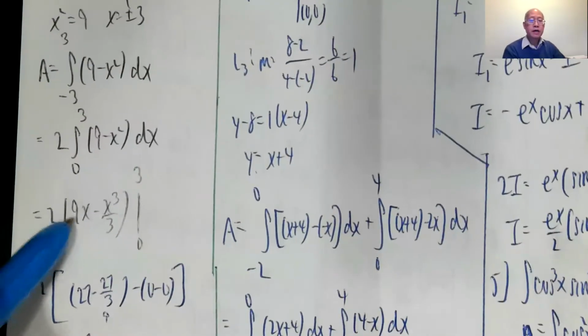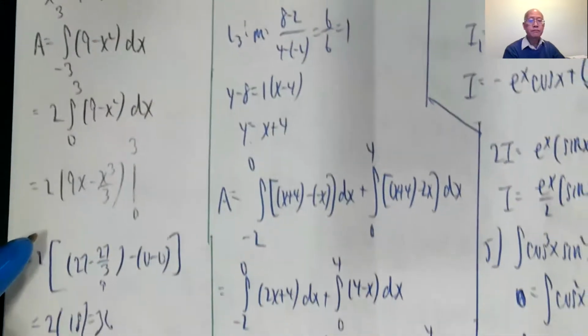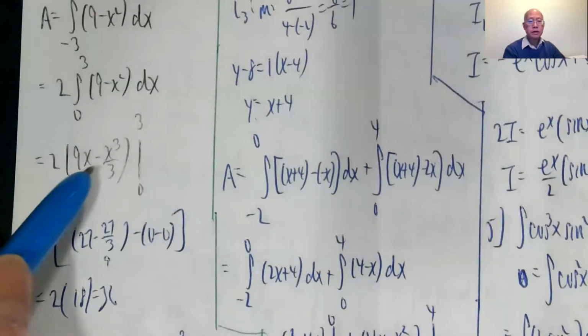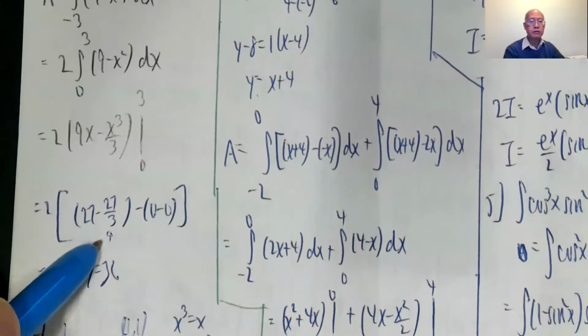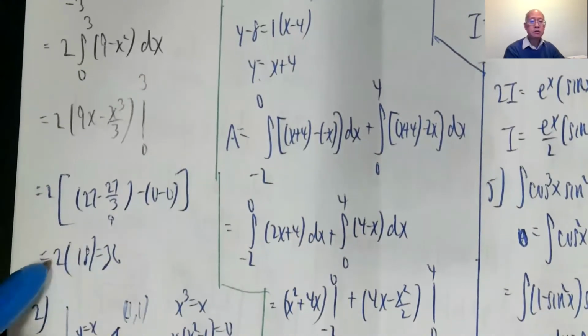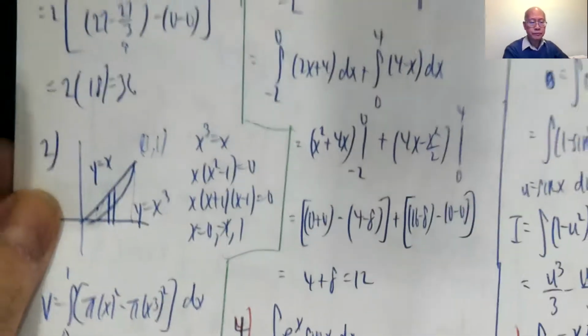So 2 times 9x minus x cubed over 3 from 0 to 3. Plug in 0, you get 0. Plug in 3, you get 27 minus 27 over 3. 27 minus 9 is 18. 2 times 18 is 36.